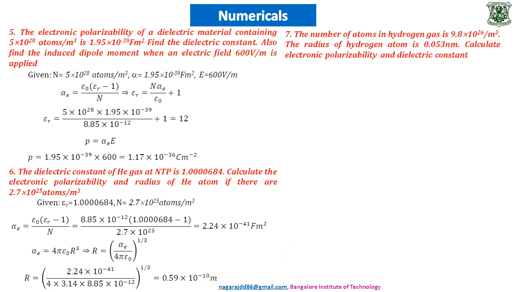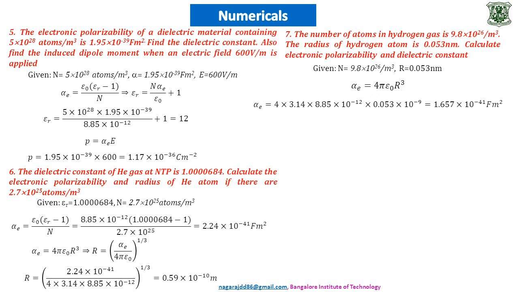Next question. The number of atoms in hydrogen gas is 9.8 into 10 power 26 per meter cube. Radius of the hydrogen atom is 0.053 nanometer. Calculate electronic polarizability and dielectric constant. Almost similar to the previous question. First alpha E in terms of radius. Radius given, calculate alpha E. That is 1.657 into 10 power minus 41 farad meter square.